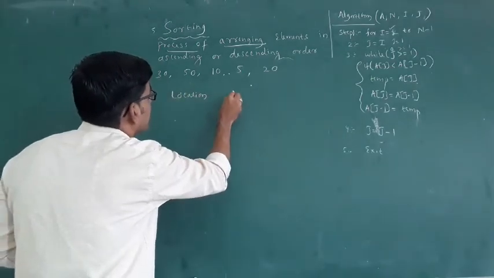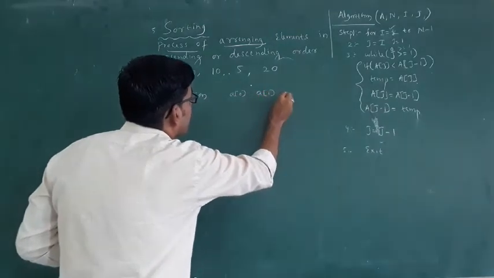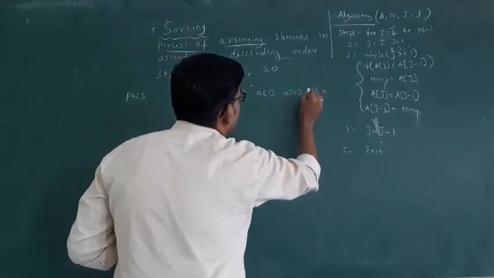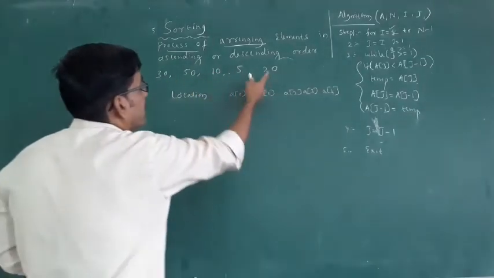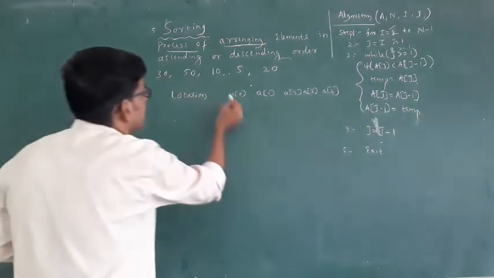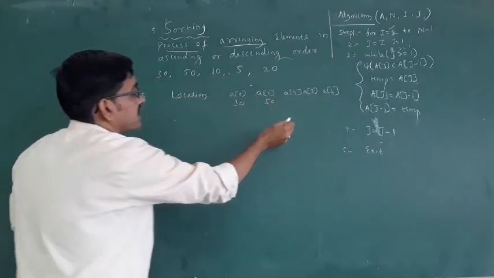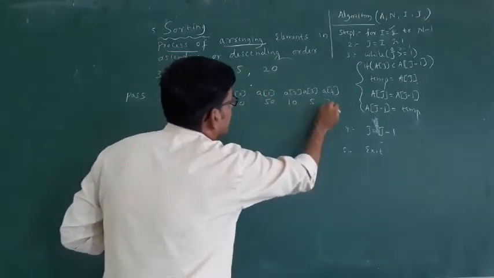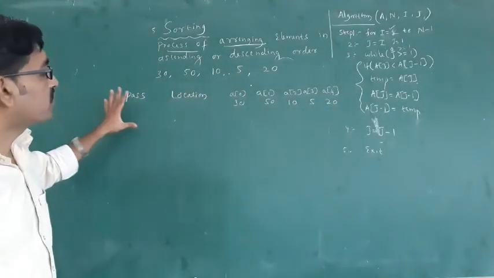For example, the array is a of 0, a of 1, a of 2, a of 3, a of 4. How many elements do you have? 1, 2, 3, 4, 5. 5 elements. Then you have to write in a of 0 you have 30, in a of 1 you have 50, then a of 2 you have 10, then a of 3 you have 5, in a of 4 you have 20. Okay, you have to write it like this and keep it.